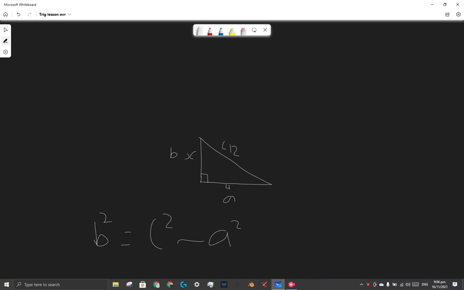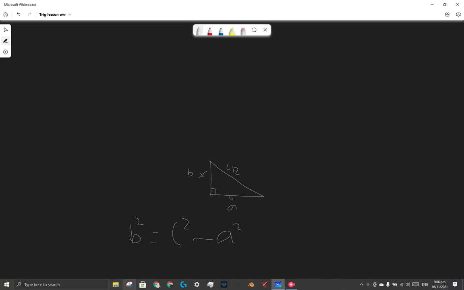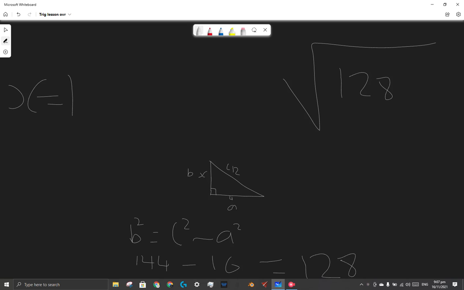That looks like a 9, a squared. And then we do c squared, which is 12, so that is 144 minus 16, and we get 128. Then what we must do is find the square root of 128, which is 11.31. So if you got x to be 11.31 units, then well done.